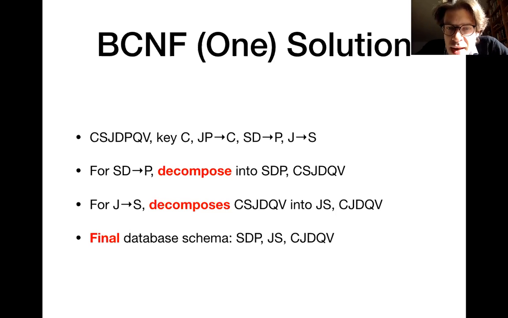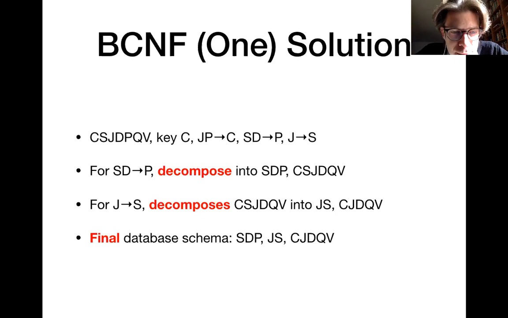Also, SD does not seem to be a key. We can infer P from it, but after that, it doesn't propagate further. So here we have something which is neither a trivial functional dependency, nor is it a key. This is why it violates the constraints of Boyce-Codd normal form, and we have to decompose.